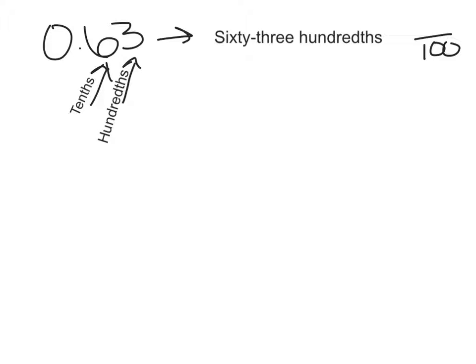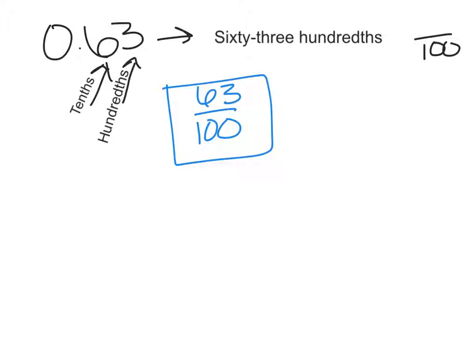Now, since we know our denominator is 100, all we have to do is put the 63 over 100, and this can't be simplified any further, so our fraction is 63 hundredths.